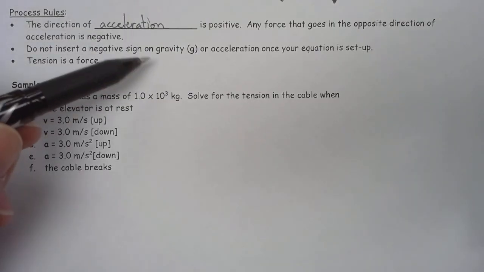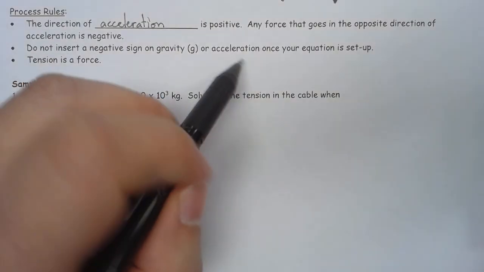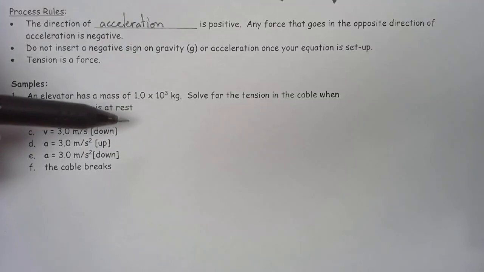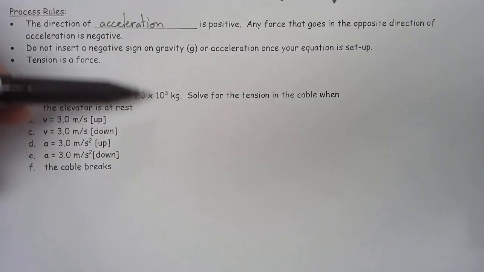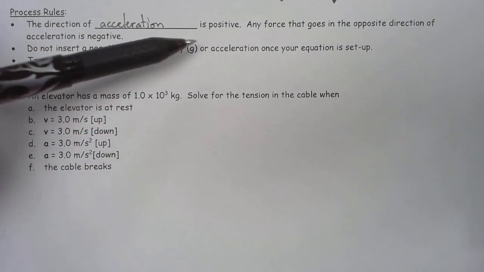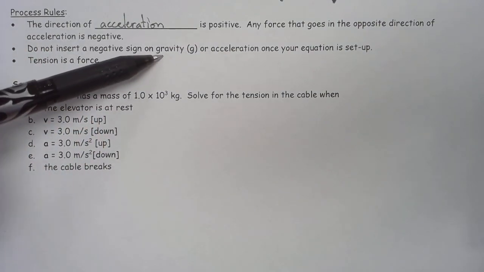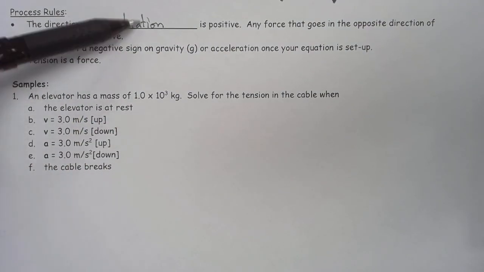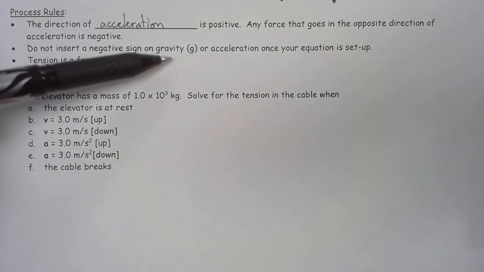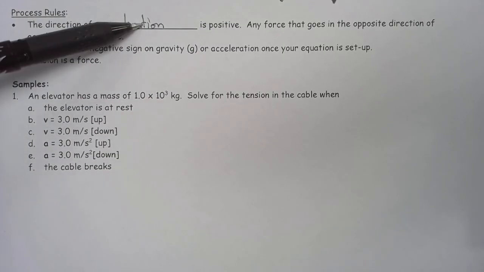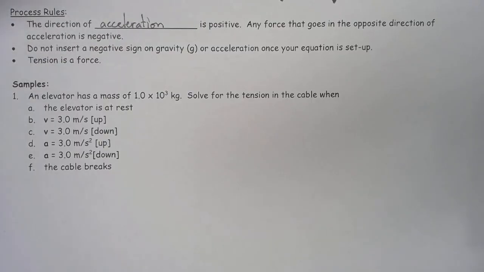And we don't use gravity as negative. We choose it once we set up our acceleration. So if it accelerates up, gravity would be negative. But if it's accelerating down, down becomes positive because the acceleration is down. Gravity then becomes positive, and the tension pulling up would be negative, okay? As long as there's a tension pulling up.